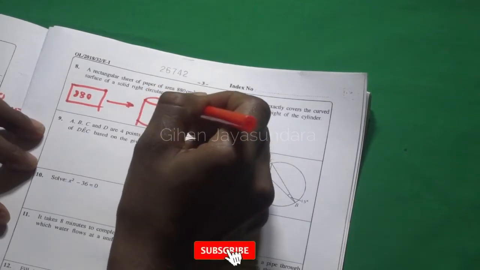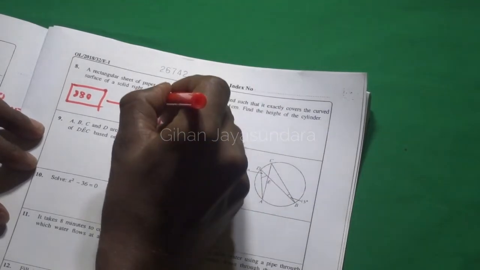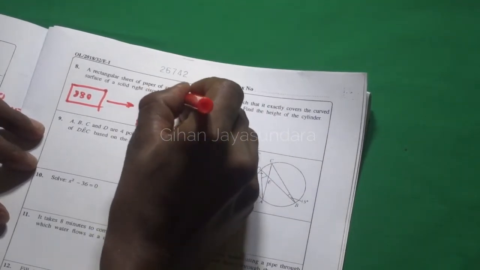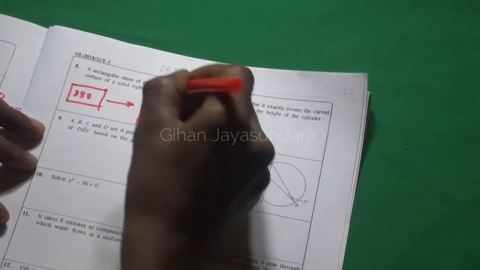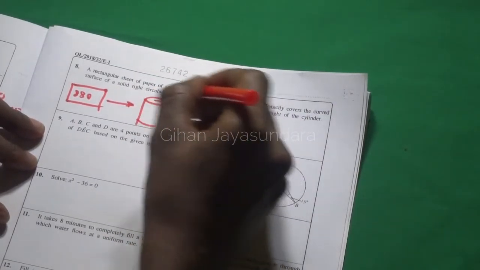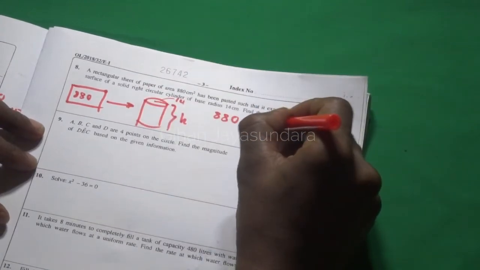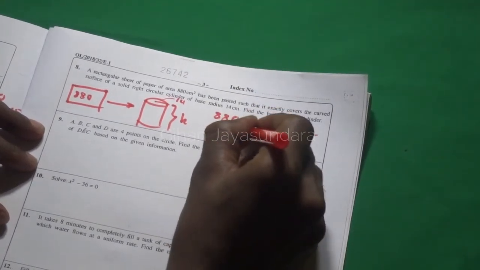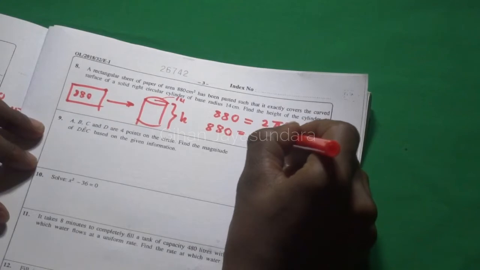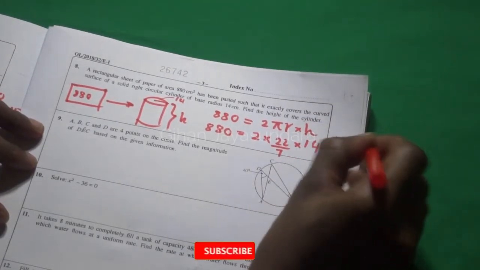So rolling this, you can create a cylinder, right? Let me take the height as h, and the radius is given as 14. So 880 should be the circumference of the circle, 2πr, into height. So 880 is 2 into π, where π is 22 over 7, into the radius 14, into h.